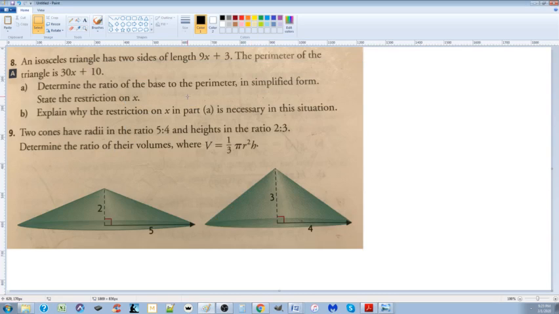So I'm not sure which one you're questioning about, the isosceles triangle one or the cones. I suspect it's the cones. Let's start with the cones, and you can ignore the rest of the video if you got the other one. Cones is actually easy. Let's talk about ratios.